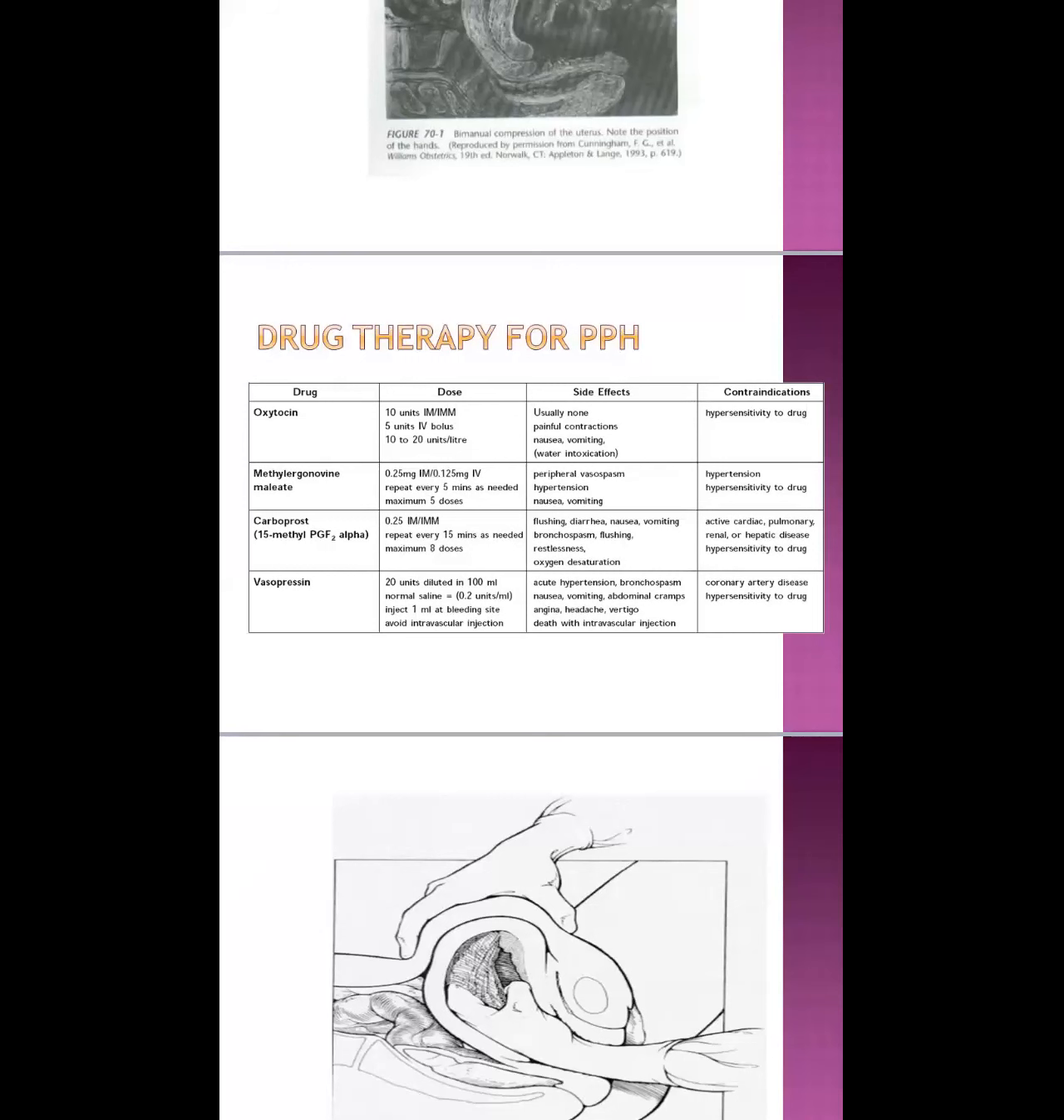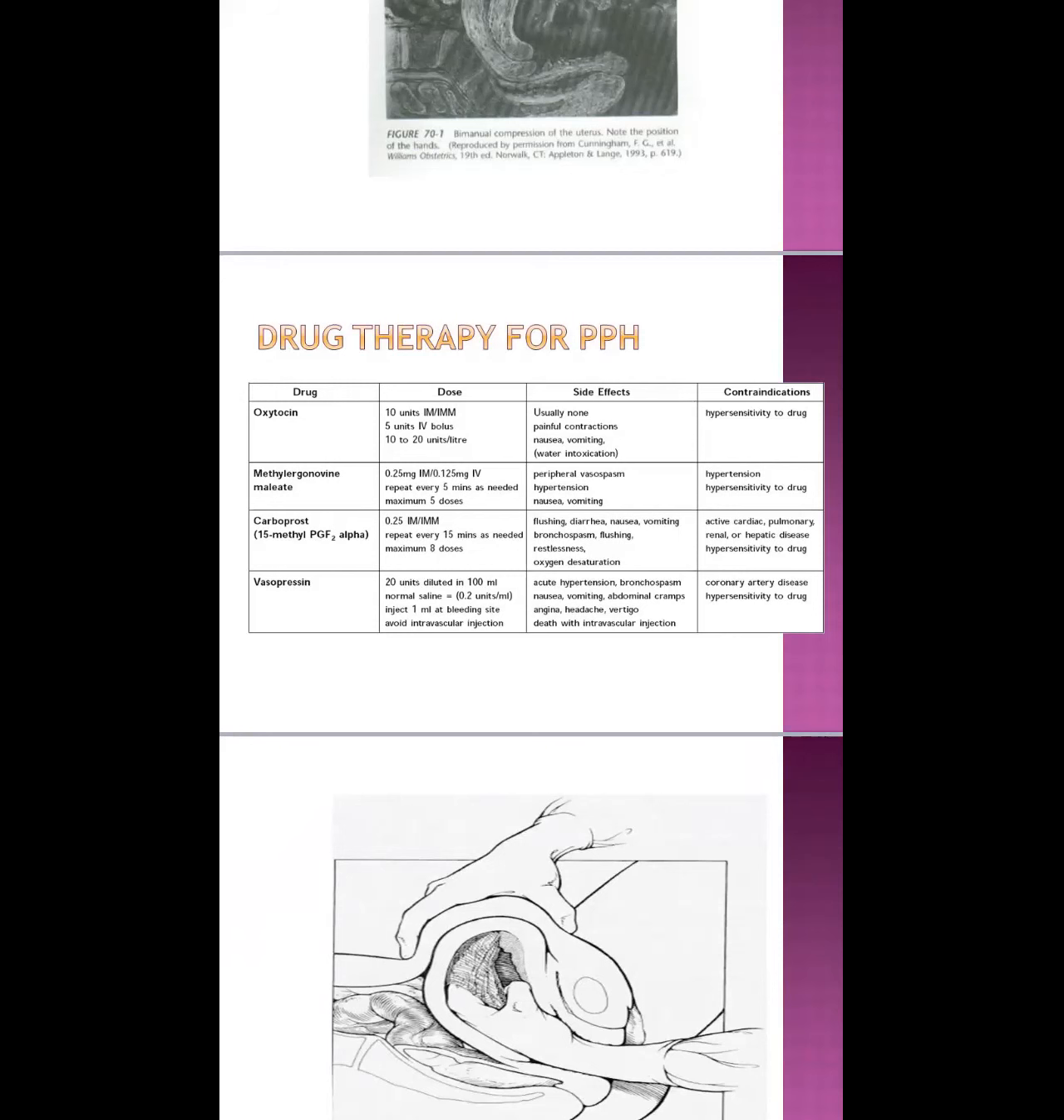Next is carboprost, which is prostaglandin F2 alpha. It is also given 0.25 milligrams IM, repeated every 15 minutes as needed, and the maximum we can give is 8 doses. Side effects are flushing, diarrhea, nausea, vomiting. It can cause bronchospasm, flushing, restlessness and oxygen desaturation. It's contraindicated in patients who have active cardiac, pulmonary, renal, or hepatic disorders, or if the patient is hypersensitive to the drug. The last one is vasopressin.